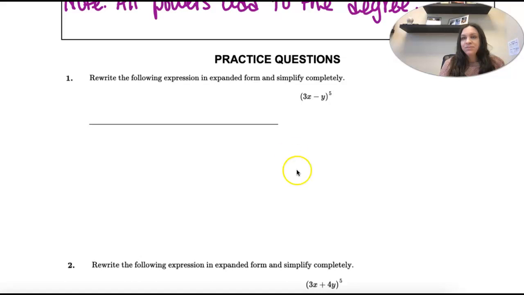Okay, number one, we want to expand this whole thing, and we're going to use Pascal's triangle, because if we didn't, it would be 3x minus y times 3x minus y times 3x minus y times 3x minus y. Take forever. So this tells us to use row 5 from Pascal's triangle for our coefficients.